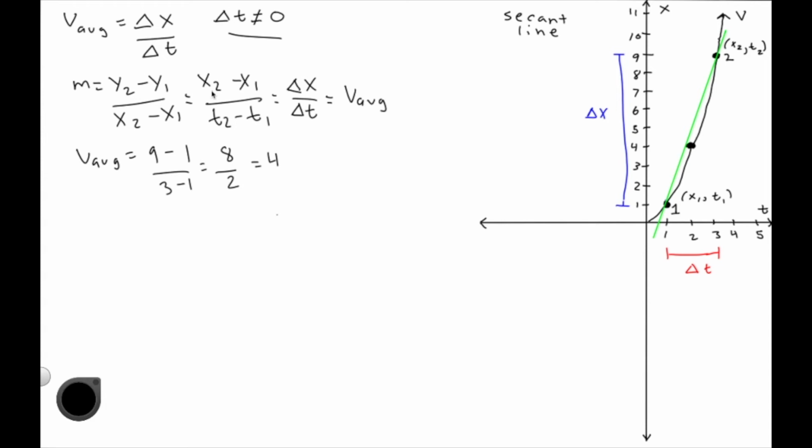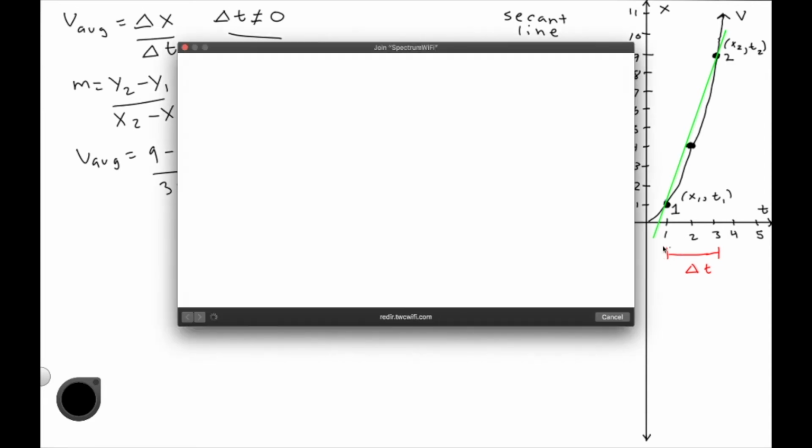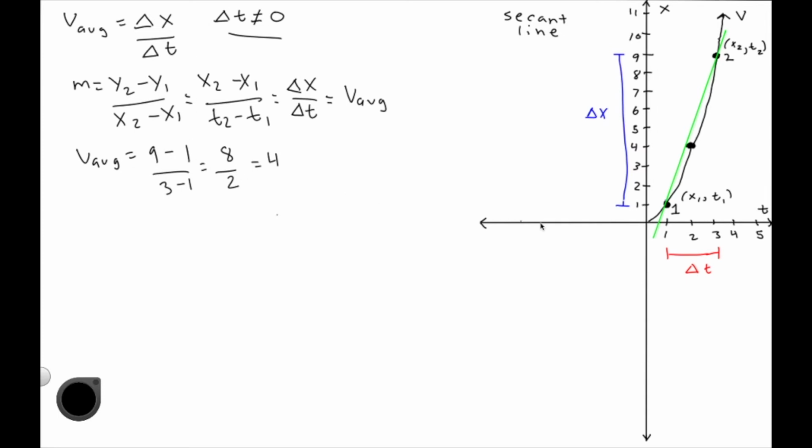So let's try and shrink delta t, right? So right now, delta t is equal to 2, right? So delta t is going to be 3 minus 1, which is equal to 2. That's going to be our delta t. So let's try and shrink delta t to 1 instead. So let's go ahead and make this delta t from here to here, right? This is going to be our new delta t, which is about 1.